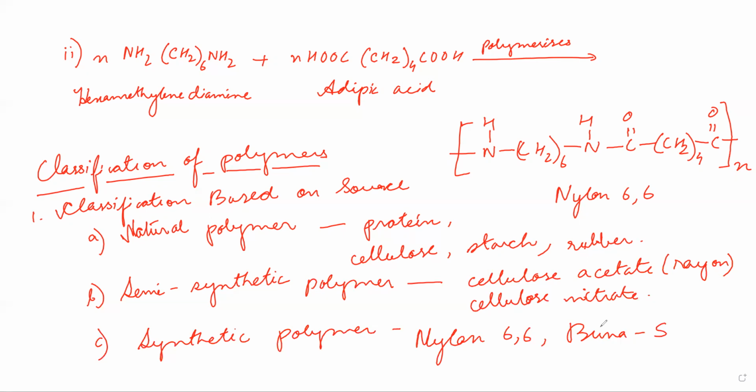Now, what is the classification? First classification is from the source. If it is obtained from nature, then natural polymer. If it is obtained from nature and synthesized, then semi-synthetic polymer. And if it is artificially prepared, then it is a synthetic polymer. Okay. Shall we go to the next part? Yes, ma'am. Okay, thank you.